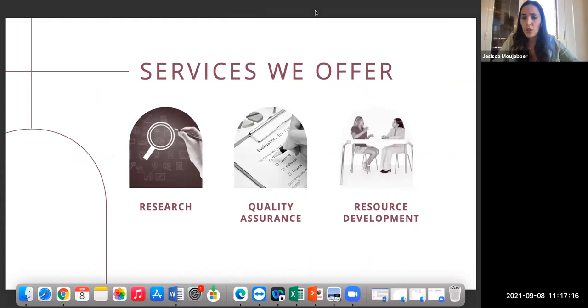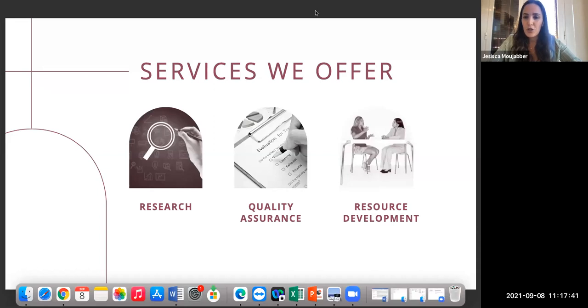We work on research. We produce research for decision makers or agencies to be able to implement based on informed decisions and data. We provide services under quality assurance, which is mainly known in the NGO world as M&E. So we work on baseline, midterm, end term, and evaluations. And finally, we work on resource development.